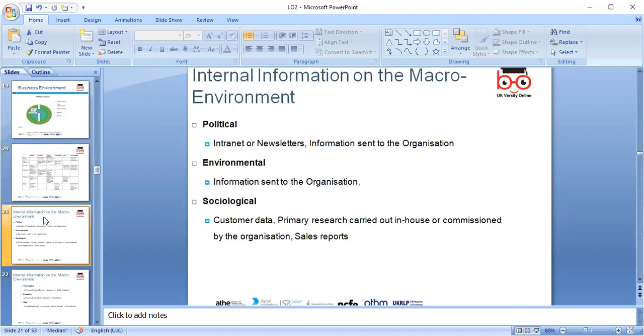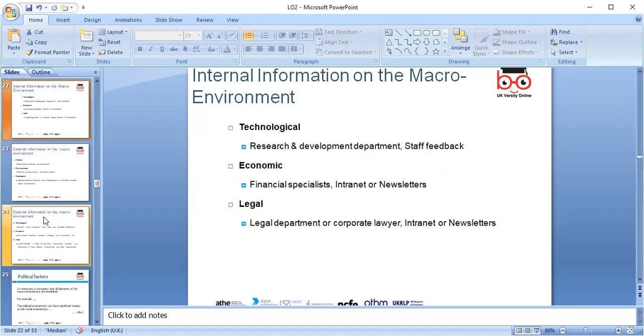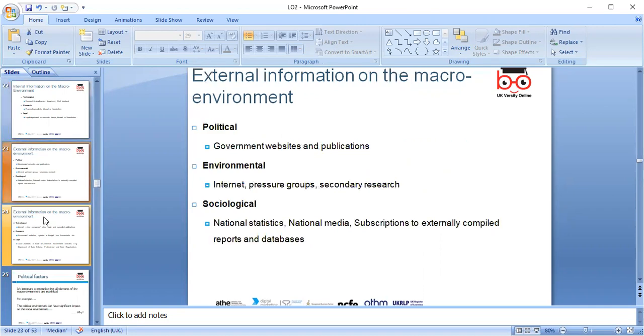For internal information on the micro environment, politically, we have the intranet and newsletters, information we need to send to the organization. For social and legal, there is customer data, and primary research we need to carry out. That will help us stay ahead of the competition. For technology, we carry on doing research and development and gathering feedback. For economics, we need financial specialists, and legal. Then we include political, again using government websites.